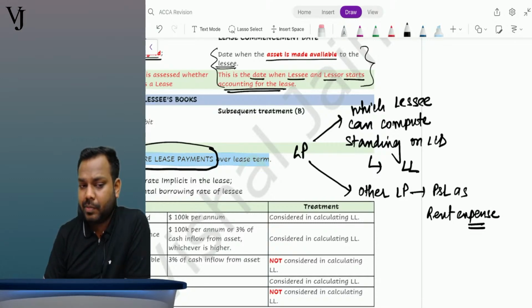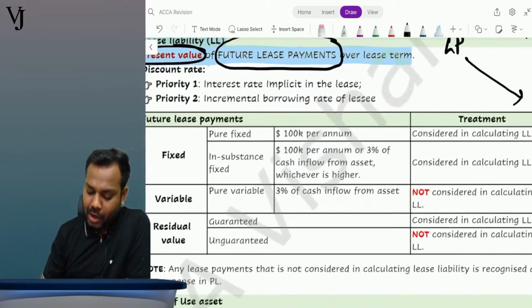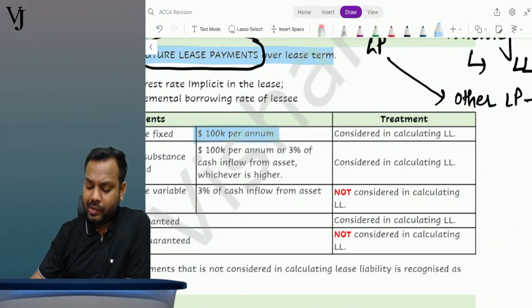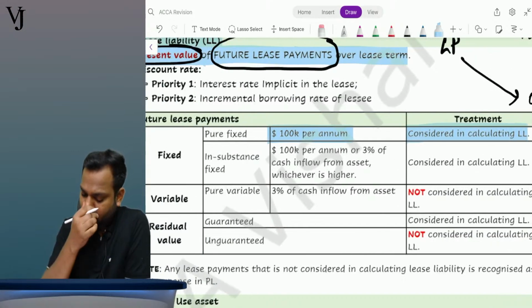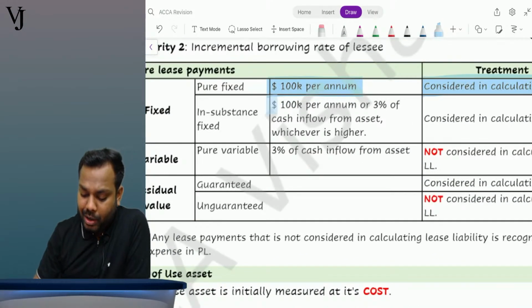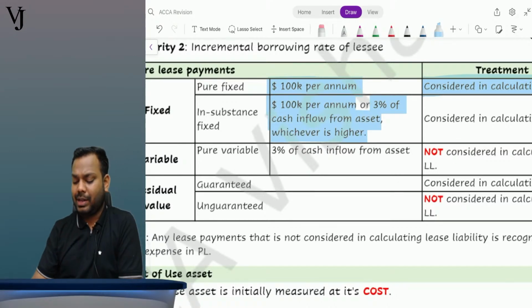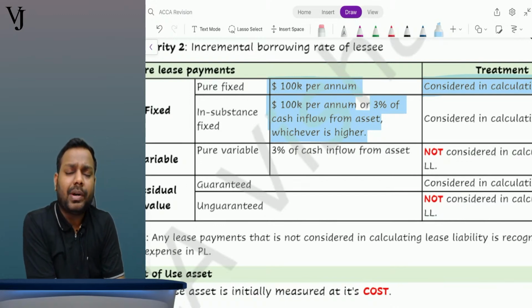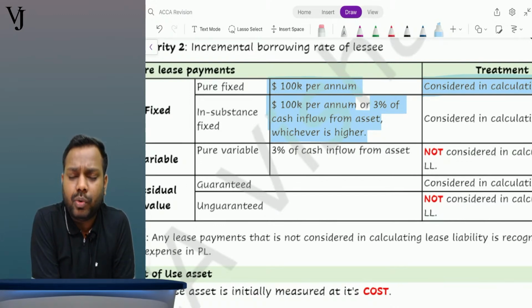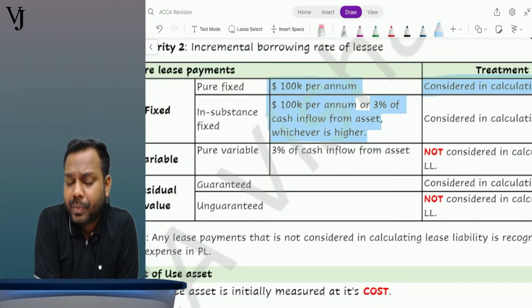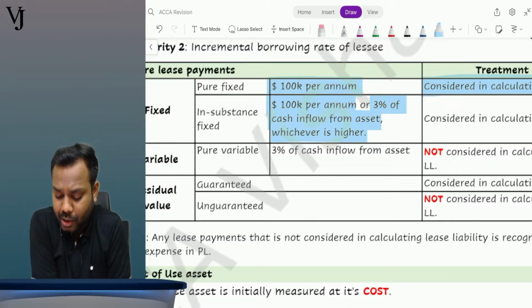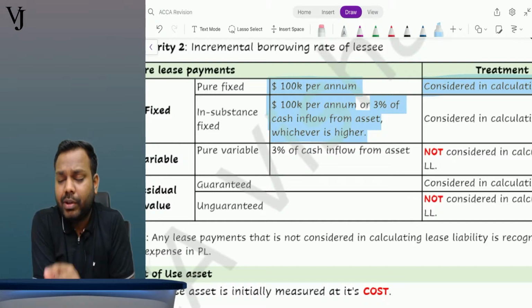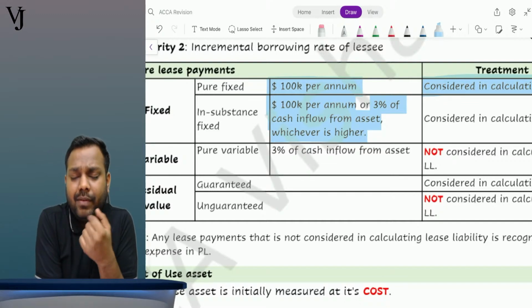The meaning of lease payments: I have given an example here also. See, pure fixed means what? $100,000 per annum. It is fixed, so it will be considered in calculating the lease liability. Now, in-substance fixed means what? $100,000 per annum or 3% of the cash flow from the asset, whichever is higher. Let's suppose 3% of the cash flow comes to 90,000. How much will we pay? 100,000, because it says 100,000 or 3%, whichever is higher.